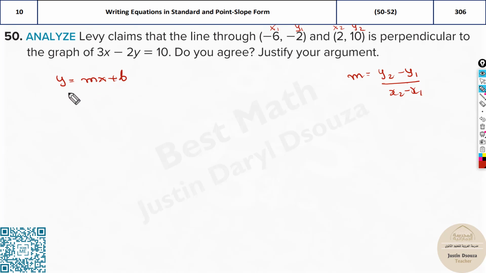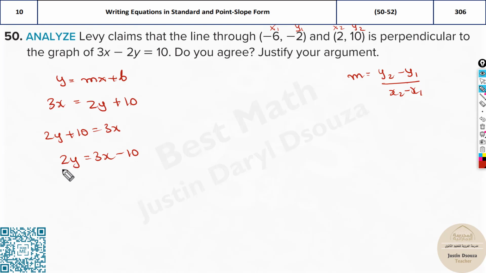Now let me start writing over here. Let me solve this equation. I'll leave the 3x here, and I'll move the 2y to the other side, because I want to make it positive. Plus 10. Now I'll write this entire thing first. It will be 2y plus 10 equals 3x. And just take 10 to the other side. It will be 2y equals 3x minus 10.